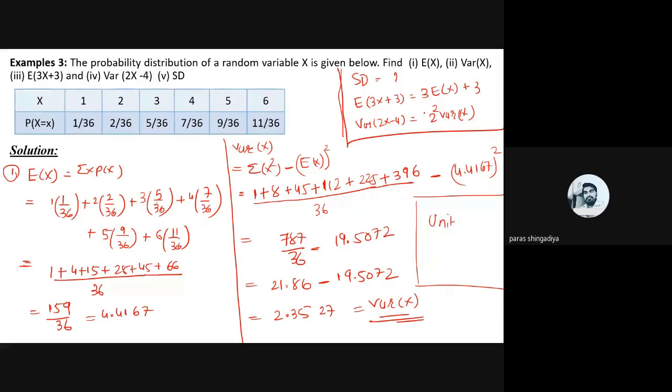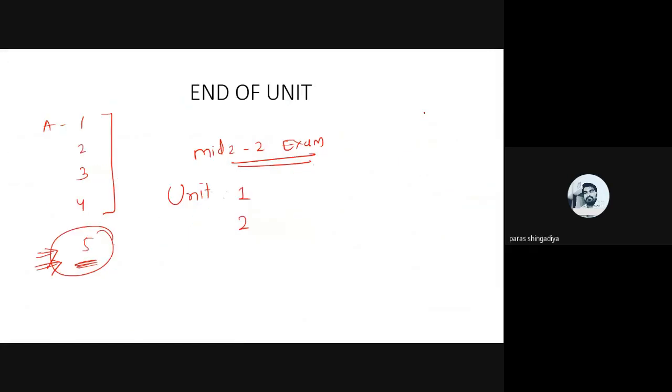Okay. So it is the end of this unit. Clear? And here is the part we discussed in this event class. Okay, for Meet 2 the syllabus that is given here is unit 1 and 2. This unit number 3 will not be there in Meet 2, but all the units will be there in the final exam. Clear?